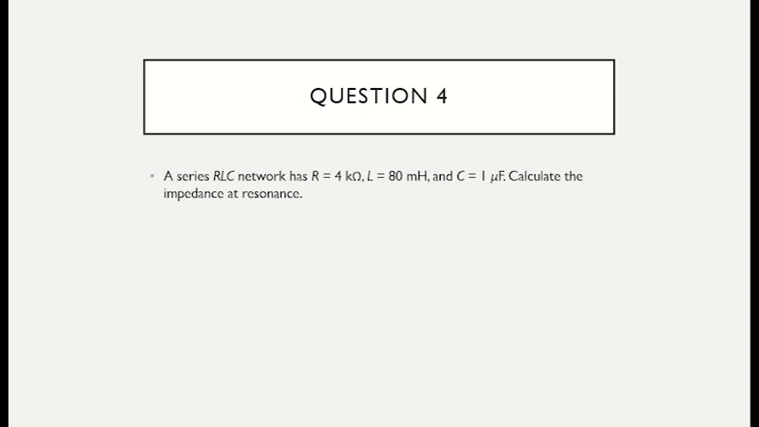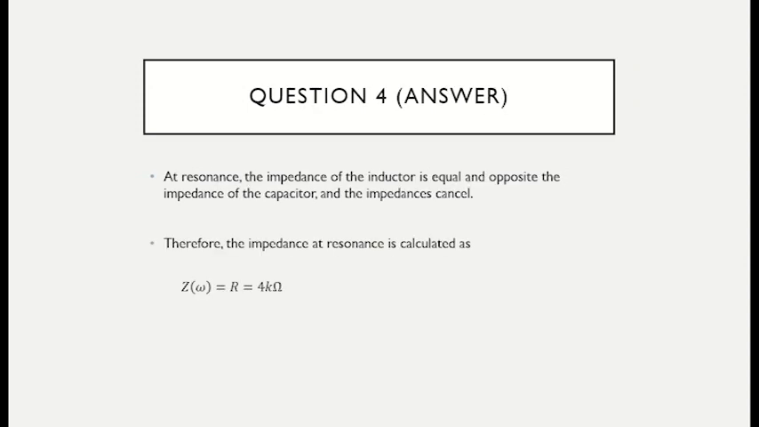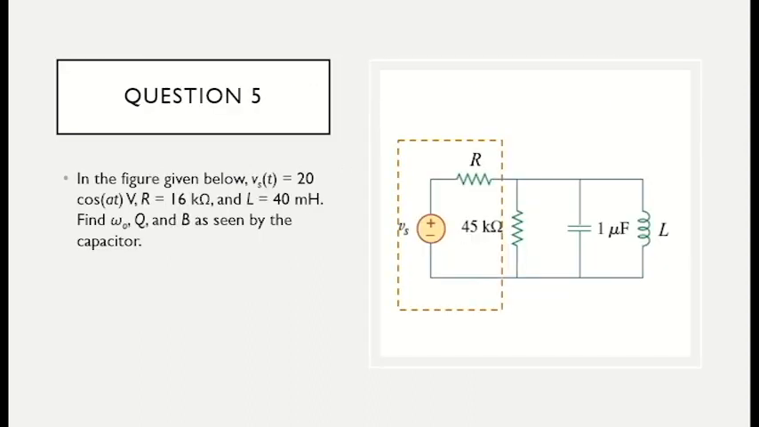For question 4, you are given a series RLC network with R equals 4, L equals 80 millihenry, and C equals 1 microfarad, and you have to calculate the impedance at resonance. So at resonance, the capacitive and inductive behavior of the circuit are equal in magnitude, so they cancel each other out, and the circuit becomes fully resistive. Therefore, the impedance at resonance is just 4 kilo ohms.